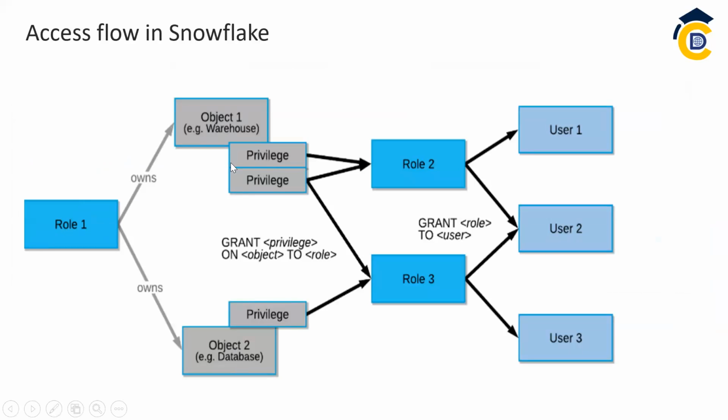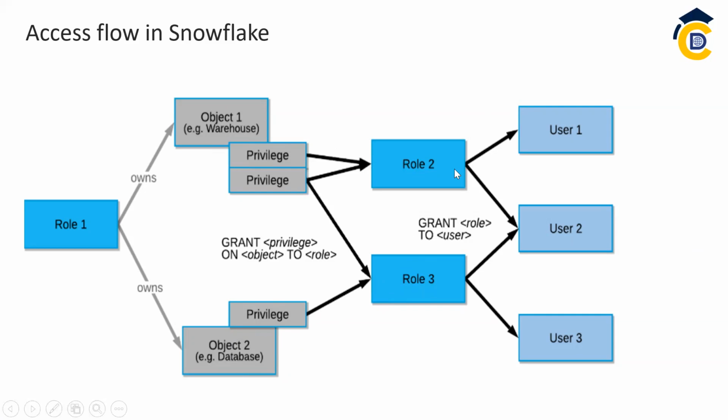Then they give certain privileges on this warehouse and database to role 2 and role 3. See what it has given. It has given privileges on the warehouse to role 2 and role 3 also. See these arrows, role 2 and role 3. Then privileges on the database are given just to role 3, not to role 2. So basically role 2 can access the warehouse only, and role 3 can access the warehouse and also the database, whatever that database or warehouse is.